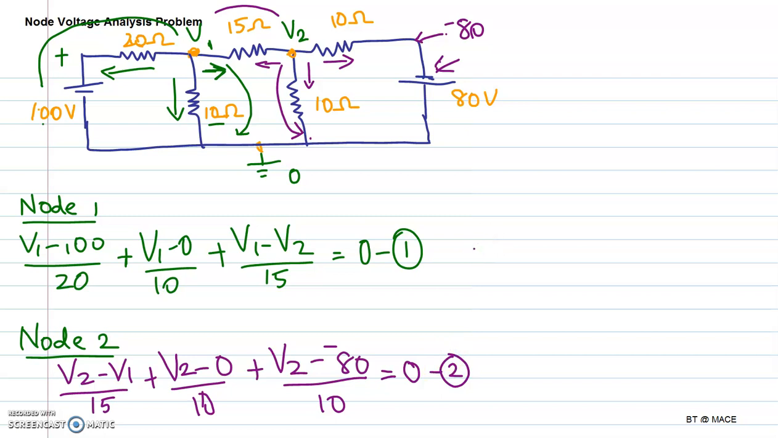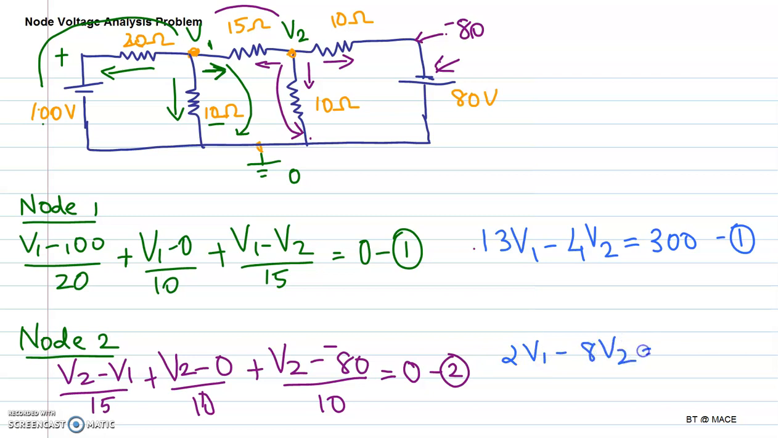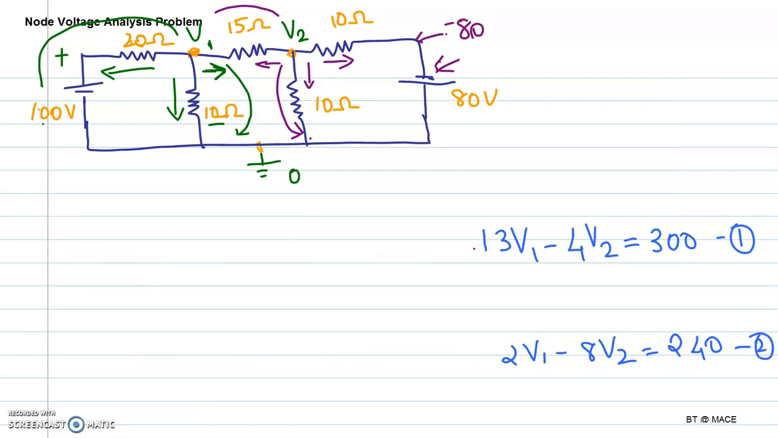Now these equations can be written as 13V1 minus 4V2 equal to 300, equation number 1. And this can be written as 2V1 minus 8V2 equal to 240. This is equation number 2. And in your syllabus, it is clearly mentioned to solve it using the matrix representation. So you have to represent it in terms of matrix.